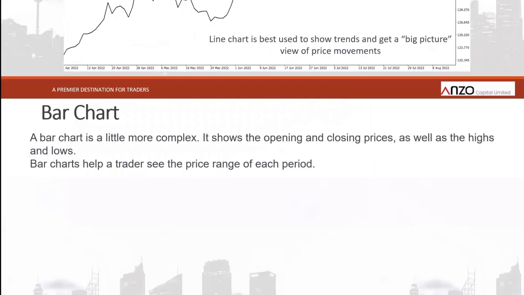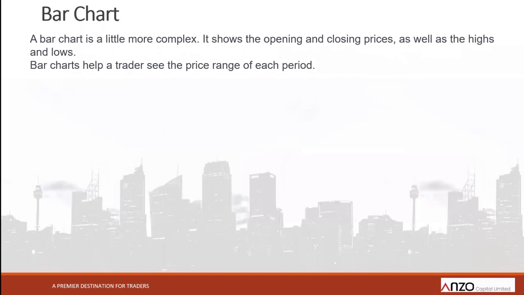Now, the next type of chart is the bar chart. Similar to the line chart, the bar chart also shows you price movement over a period of time. But unlike the line chart, where it only considers the closing price, the bar chart takes in a little more information. So it shows you the opening price, the highest price, the lowest price, and the closing price. So it's an OHLC, sometimes called an OHLC type of chart.